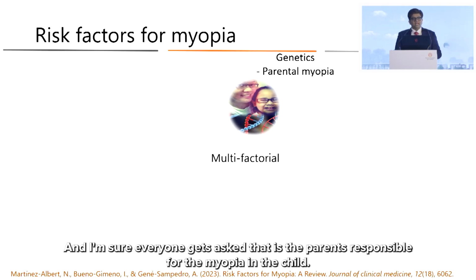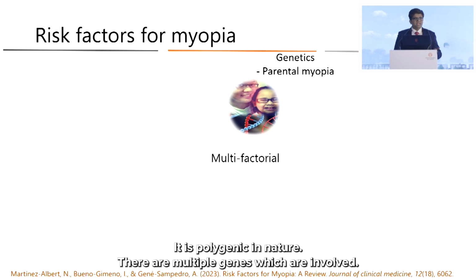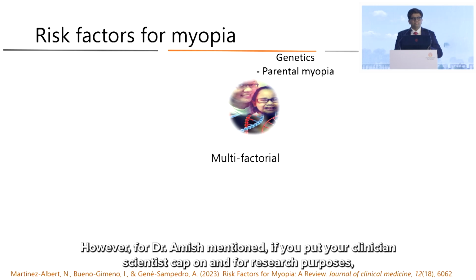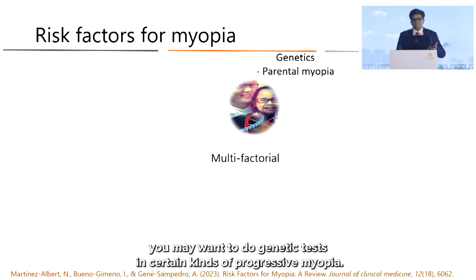And I'm sure everyone gets asked that, are the parents responsible for the myopia in the child? It is polygenic in nature. There are multiple genes which are involved. We cannot start doing genetic tests for all. However, as Dr. Ramesh mentioned, if you put your clinician scientist cap on, for research purposes you may want to do genetic tests in certain kinds of progressive myopias.